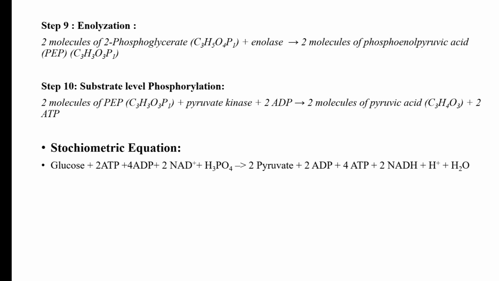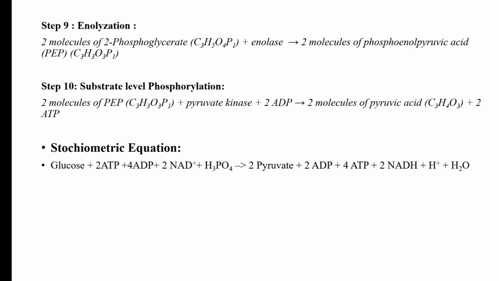Step 9. Enolization. 2 molecules of 2-phosphoglycerate with enolase yield 2 molecules of phosphoenolpyruvic acid, PEP. Step 10. The last step of glycolysis is substrate level phosphorylation. 2 molecules of PEP are converted into pyruvate by the enzyme pyruvate kinase, and this step also yields 2 ATP molecules.